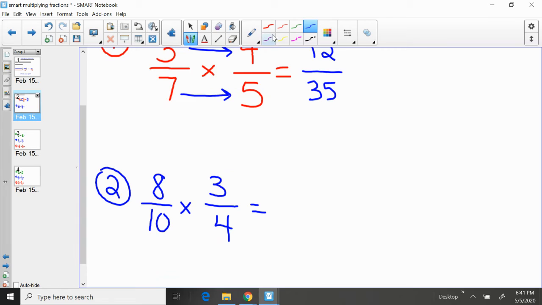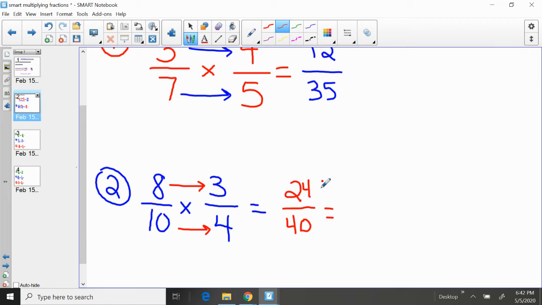Going down, multiplying across your top, your numerator, 8 times 3, yes, that's 24. Multiplying across the bottom, your denominator, 10 times 4, yes, that's 40. So your answer is 24/40. Yes, you could reduce that to lowest terms. Remember, we had second PRB on our calculators, or GCF. The greatest common factor of 24 and 40 is 8.